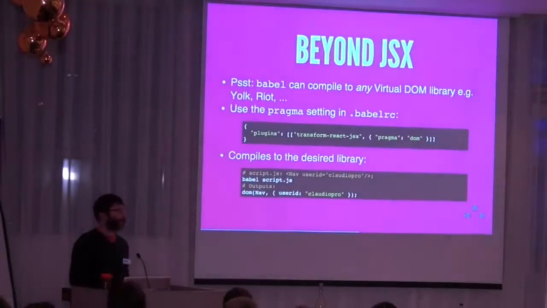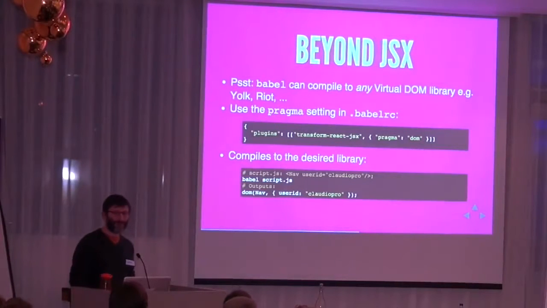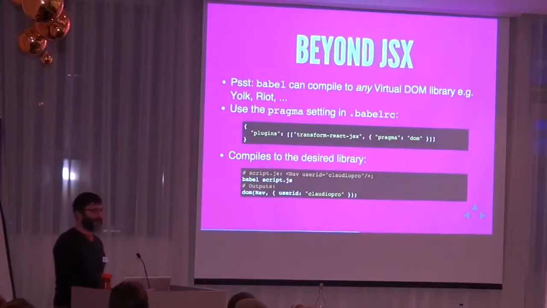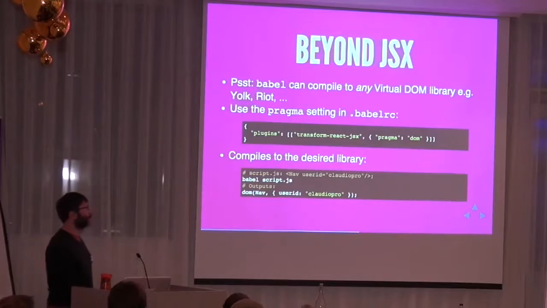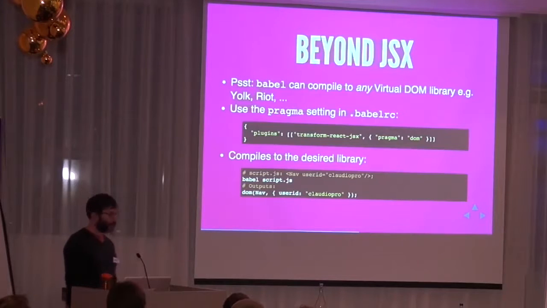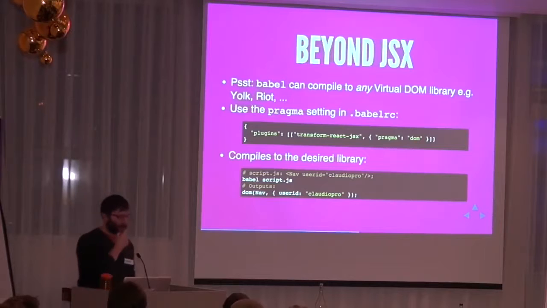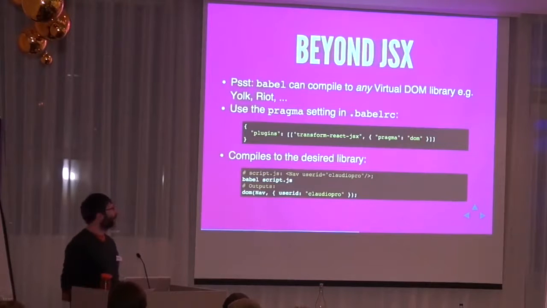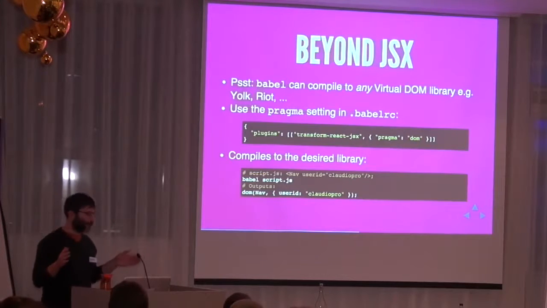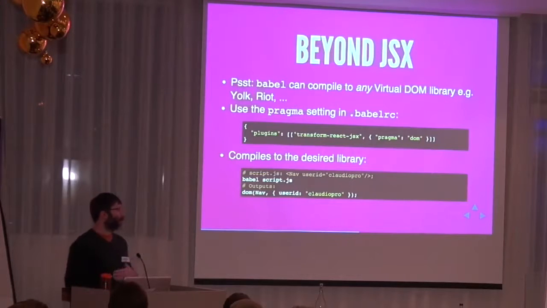Beyond JSX, a bit of flashy color here just to bring it to your attention. Babel does compile JSX, but not necessarily to React. There are a couple of little advertised options that allow you to specify a different target other than React. So for instance, in the Transform React JSX plugin, you can pass the pragma option. So you see in the Babel RC, you can pass a second argument to the plugin. So you specify a different behavior from the one out of the box and essentially replace the occurrences of React.createElement with DOM, which could be whatever you like.